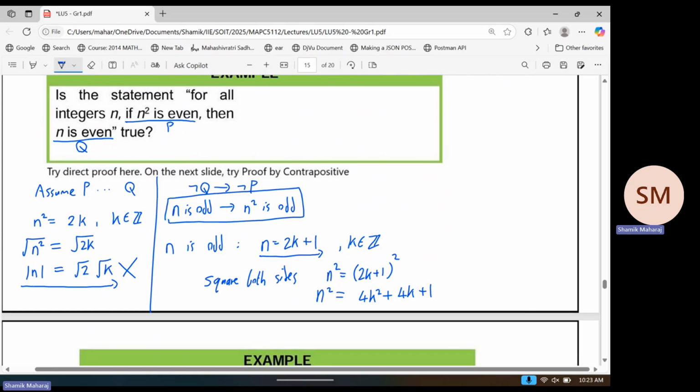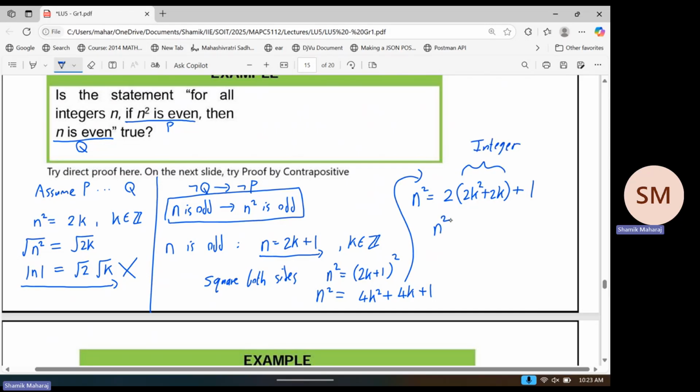I think we pull out a 2 from here. Let's bring this up here. n squared is equal to 2 into 2k squared plus 2k plus 1. And because k is an integer, k squared is surely an integer. A linear combination of integers gives us integers. The 2's in front are integers, so it doesn't change anything. So this entire thing here is made up of integers, so it is an integer.